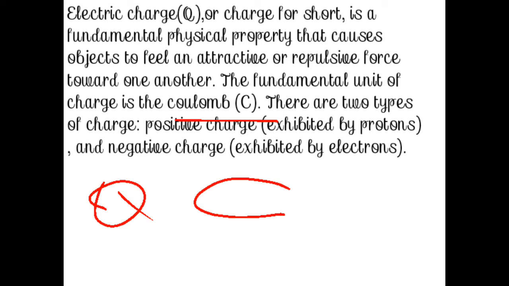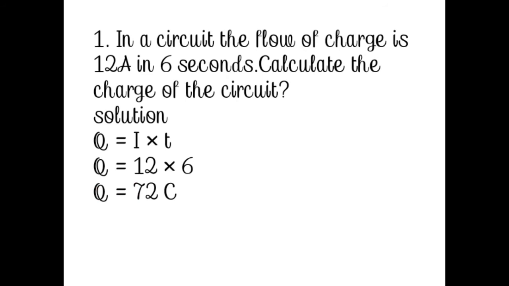So we have this simple question as well, so that we can solve. The question says, in a circuit the flow of charge is 12 ampere in 6 seconds. Calculate the charge of the circuit. So the solution here: the formula for charge is Q, which is charge, is equal to I, which is current, times time. What is our current? 12. What is our time? 6. 6 times 12 will give us 72 coulombs. So we have solved. Let's move on.